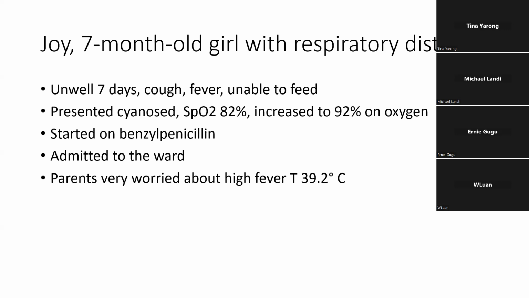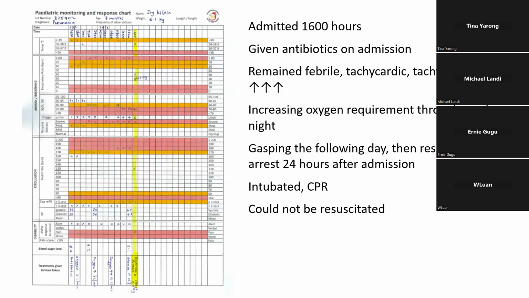Her parents were very worried about her high fever, 39.2 it got to, and they kept telling the nurses and the doctors how worried they were, especially about her fever, but also about her not feeding and her degree of respiratory distress. Her parents stated this on several occasions in the first 8 or 12 hours that she was in the hospital. She was given antibiotics on admission, the right sort of antibiotics you'd imagine, but she remained febrile and tachycardic, and tachypneic, and that increased.